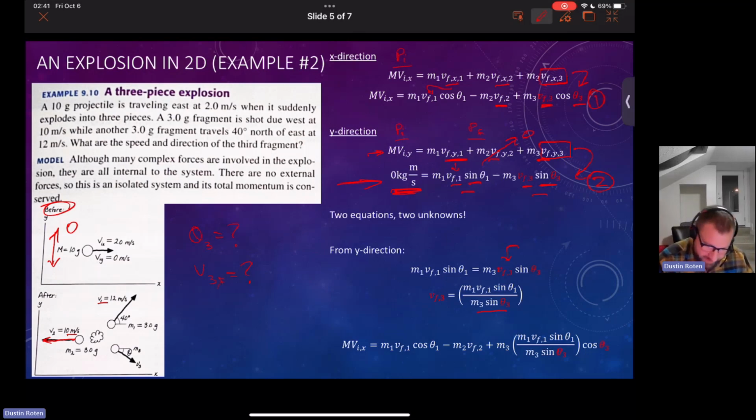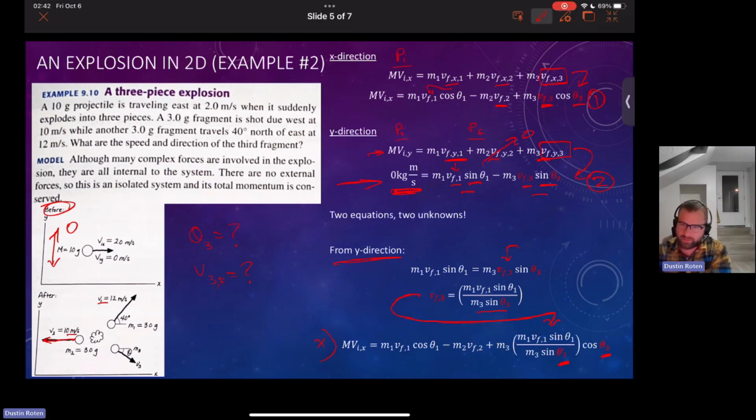Now what I'm going to do is take the stuff from the y direction and plug it into the x direction. Remember, this is my x direction stuff. When I do that, I have one equation and one unknown now. See, now I have this one equation, and the only unknown thing I have is this theta 3, my unknown angle for the third object.